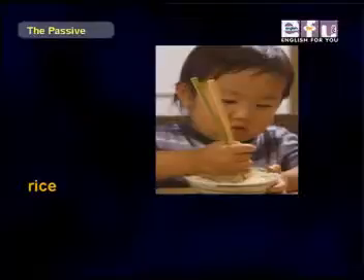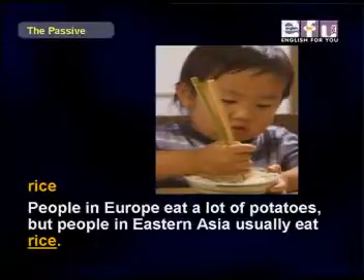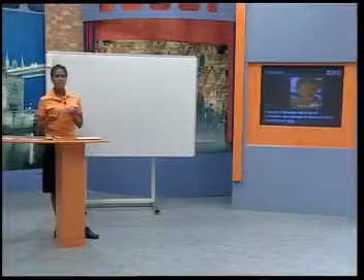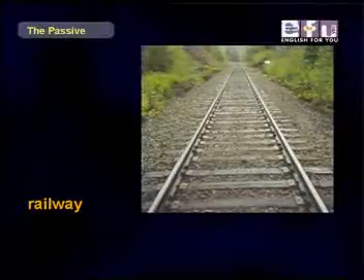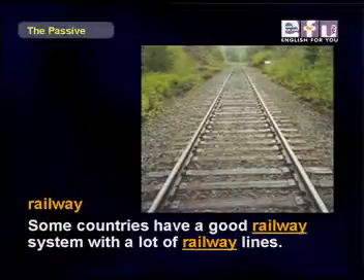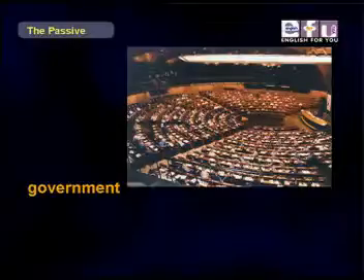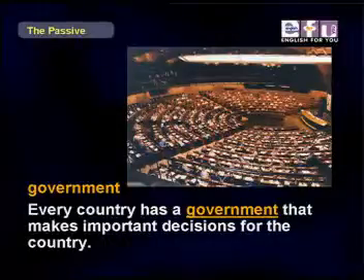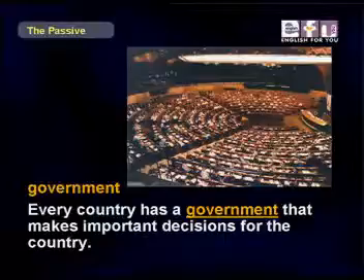Okay, next noun is rice. People in Europe eat a lot of potatoes, but people in Eastern Asia usually eat rice. Next noun is railway. Some countries have a good railway system with a lot of railway lines. Okay, next noun is government. Every country has a government that makes important decisions for the country.